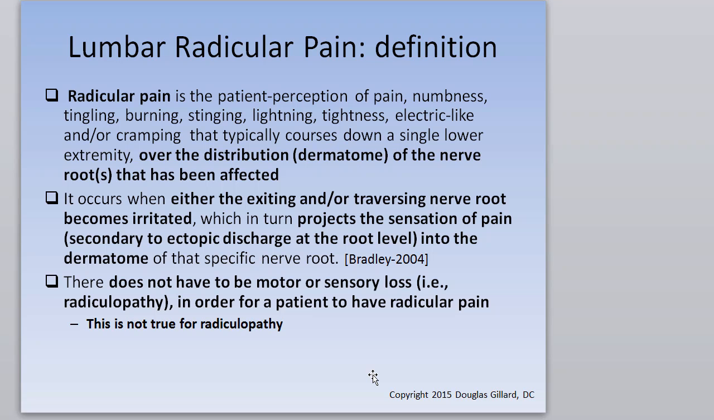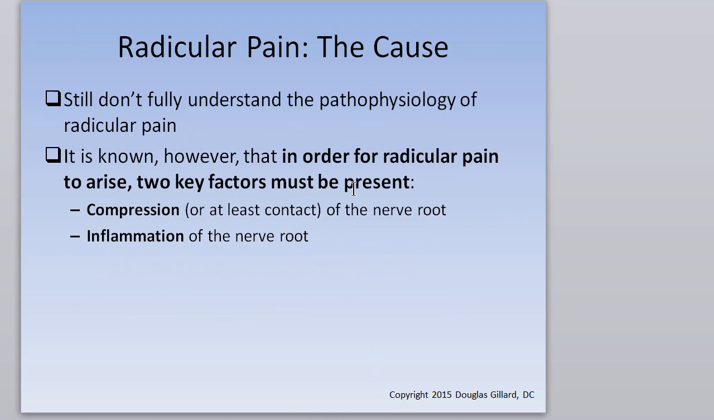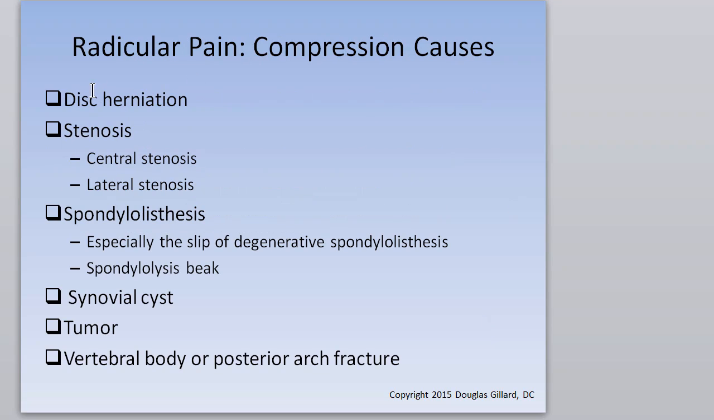Let's move on here. Definitely need to know about radicular pain. In order for a nerve root to start generating pain, it's not just about compression. Remember we talked about the strings, those surgical procedures where they left the strings in and they started yanking on things. Got to be a combination of compression and inflammation. Compression plus inflammation equals radicular pain.